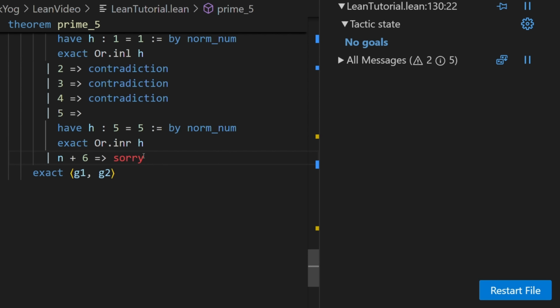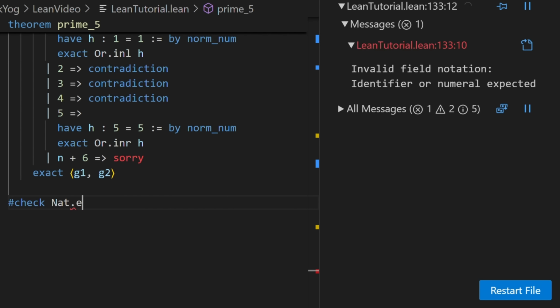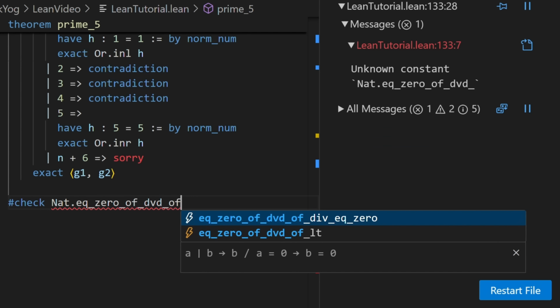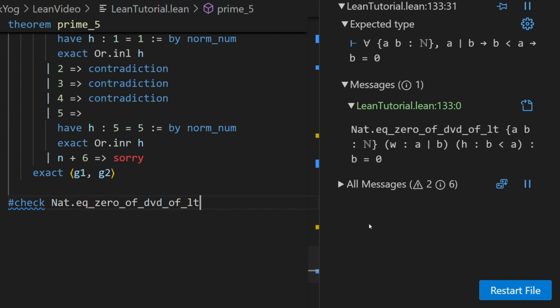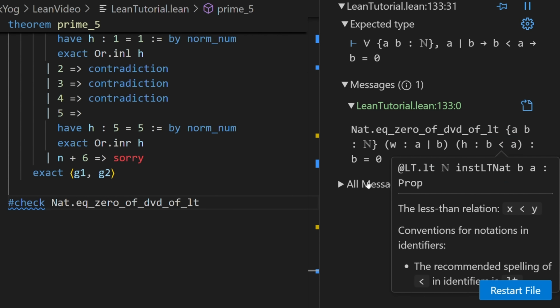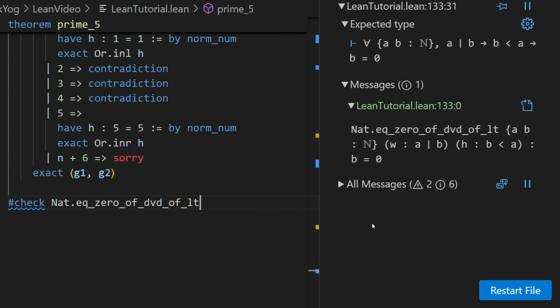Finally, for n plus 6, we can use a theorem from Mathlib, Nat.eq_zero_of_dvd_of_lt. I know, quite a mouthful, but just look at its type signature. If you give it a proof of a divides b and b less than a, it will give you a proof of b equals 0, which is obvious. If a divides a number less than it, that can only be 0.